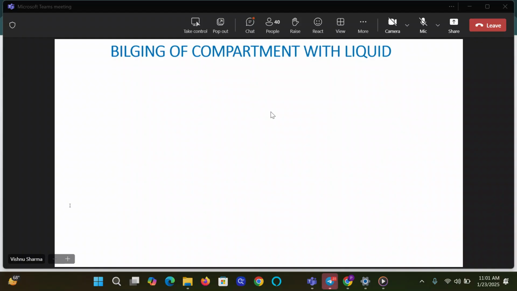So, guys, one thing is for sure: if a compartment carrying liquid gets bilged, the final stage will be that all the tank content will be lost to sea, and the tank's space will be occupied by the seawater. Am I right, guys? Yes or no? Correct?